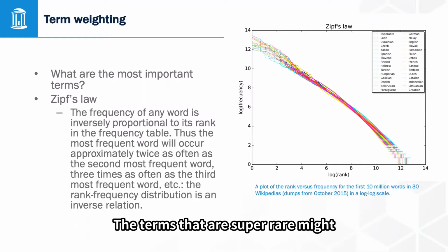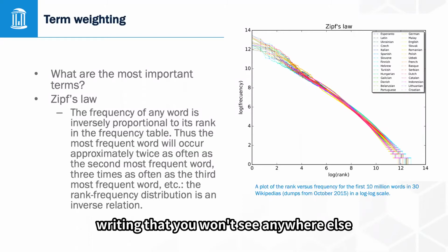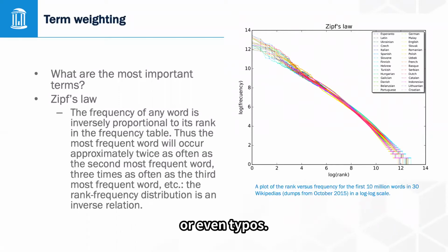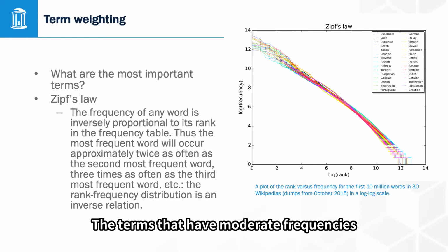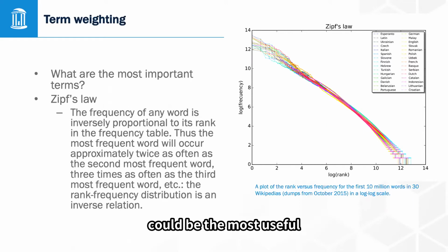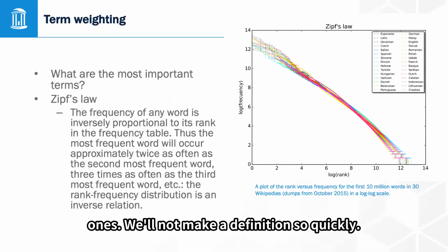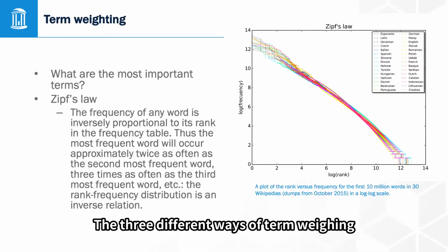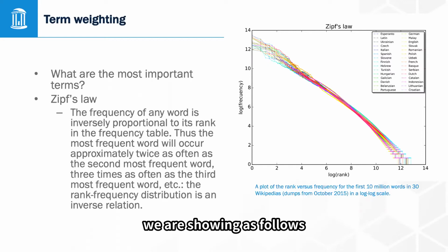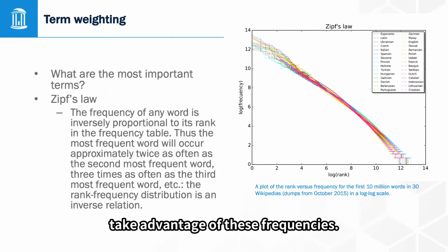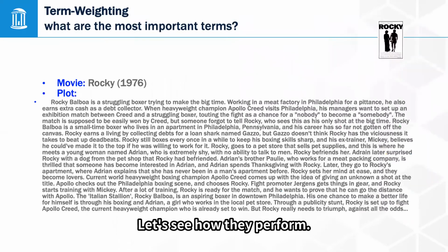The terms that are super rare might not be truly informative as well. They could be author's custom writing that you won't see anywhere else, or even typos. The terms that have moderate frequencies could be the most useful ones. We will not make the definition so quickly. The 3 different ways of term weighting we are showing as follows take advantage of these frequencies. Let's see how they perform.